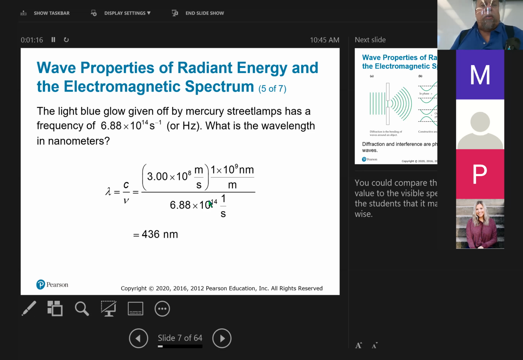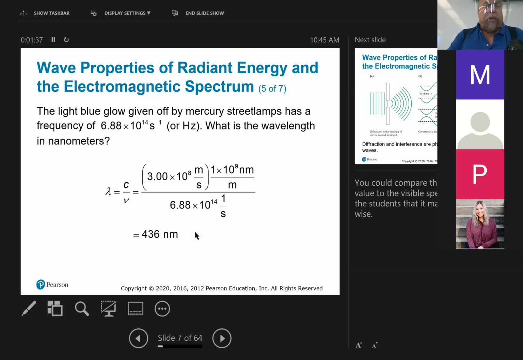A light blue glow given off by mercury street lamps has a frequency of 6.88 times 10 to the 14th hertz. What is the wavelength in nanometers? Well, basically you just take the equation. The wavelength equals c divided by the frequency. You plug the values in, then you get the nanometers.